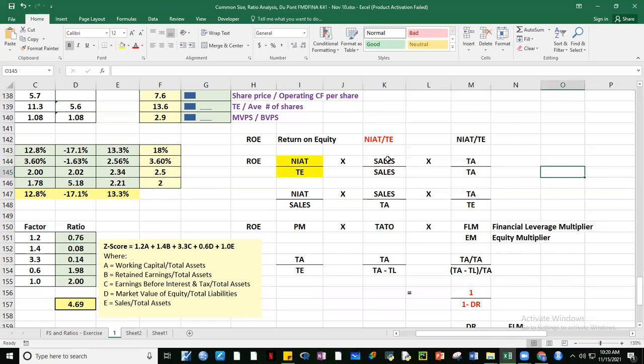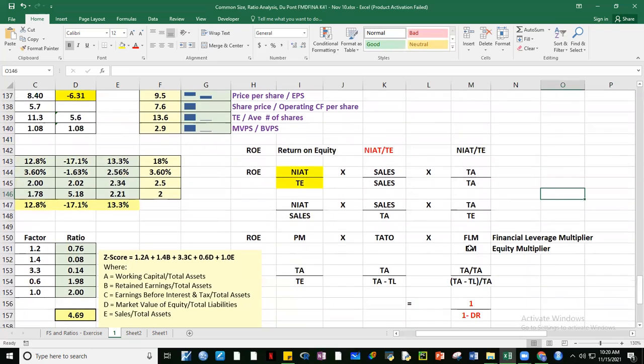Okay, after multiplying it by sales over sales and total assets over total assets, we rearrange the ratios, no? So net income divided by sales, sales divided by total assets, and then total assets divided by total equity. And this is the same measure, no? It's still ROE. Okay, except that we're now generating three different ratios.